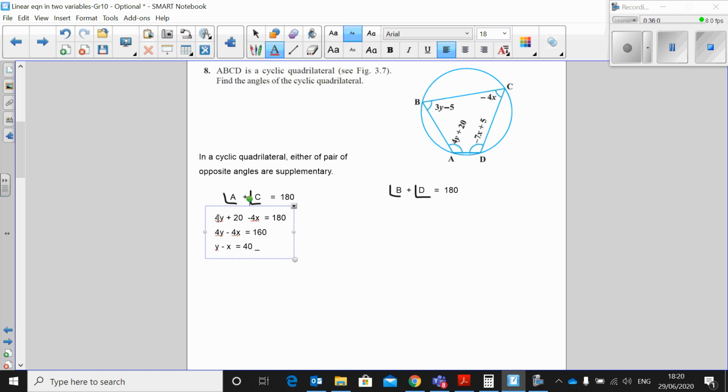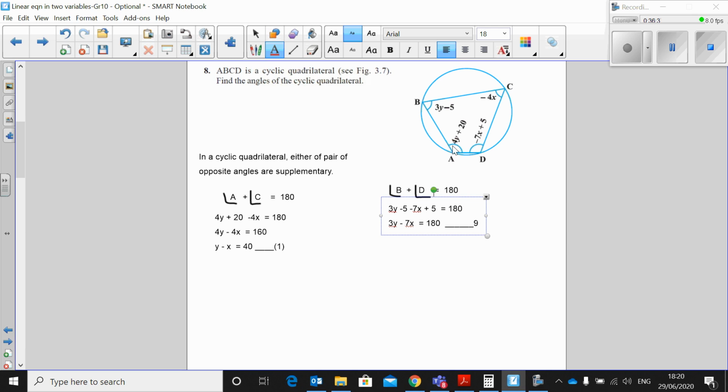Let us keep it as equation number 1 and come here. Angle B plus angle D. Angle B is 3y minus 5 plus angle D is minus 7x plus 5, which is equal to 180 degrees. So now we are getting 3y minus 7x, minus 5 and plus 5 will get cancelled, which is equal to 180 degrees. So let us take it as equation number 2.